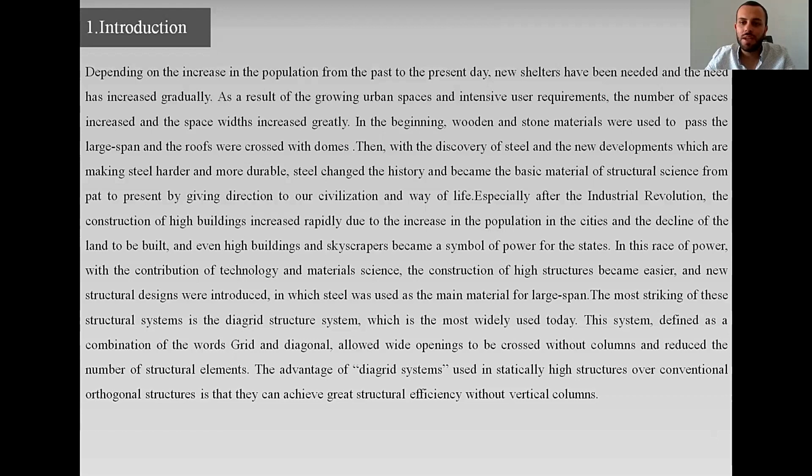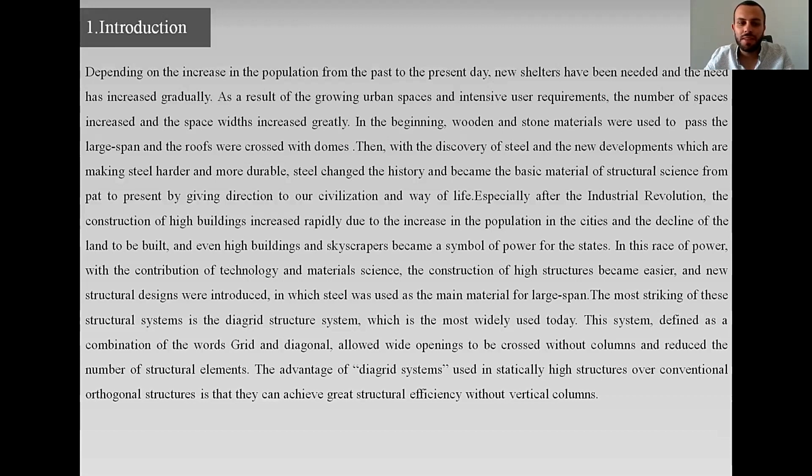Especially after the industrial revolution, the construction of high buildings increased rapidly due to the increase in the population in the cities and the decline of the land to build on, and even high buildings and skyscrapers became a symbol of the power of the state. In the race of power, with the contribution of technology and material science, the construction of high structures became easier, and new structural designs were introduced, in which steel was used as the main material for the span. The most striking of these structural systems is the diagrid structure system, which is widely used today.